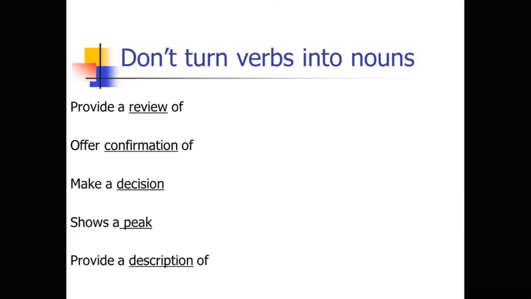Here are some more examples of this that crop up all the time in the scientific literature. So people will say it provides a review of, it offers confirmation of, it makes a decision, shows a peak, provides a description of. Again, these are all nice spunky verbs that have been turned into nouns. Review, confirmation, decision, peak, and description. And then paired with a really boring verb, provide, offer, make, show, provide. So let's turn those all back into those nice spunky verbs. So that would be review, confirm, decide, peaks, and describe. See how much better that is?